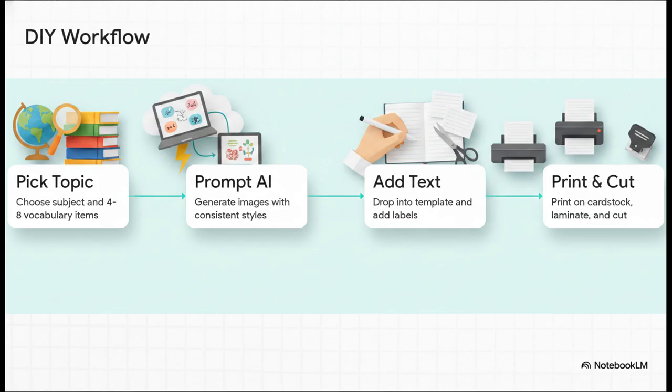Step 2, fire up ChatGPT, Gemini, Canva Magic Media, Midjourney, whatever you prefer, and prompt the AI. Just remember to use the exact same style descriptor for every single image in your set. Step 3, download those images, drop them into a digital template like Google Slides or Word that's sized to your cards, and type in your simple text labels. Finally, Step 4, print them on sturdy cardstock for durability, laminate them, and cut them out. You can even grab one of those cheap corner rounder punches for a really professional finish.